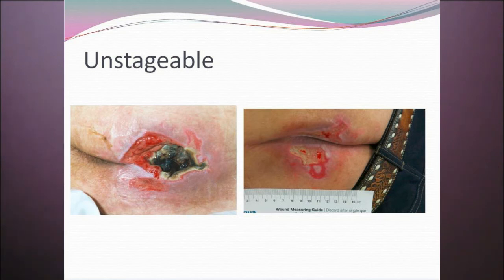And as you look at this, you can see that the base of the wound is for the most part obscured by slough. And because of that, we can't really determine the depth of that wound. And so again, it is perfectly acceptable to describe that as an unstageable pressure injury.